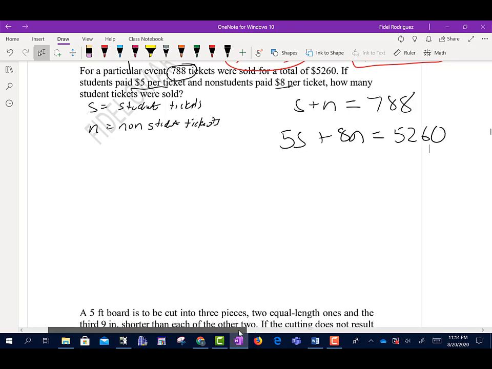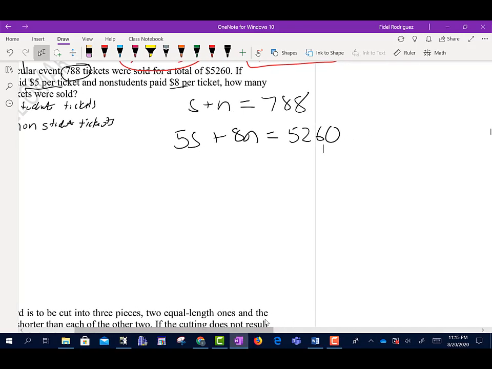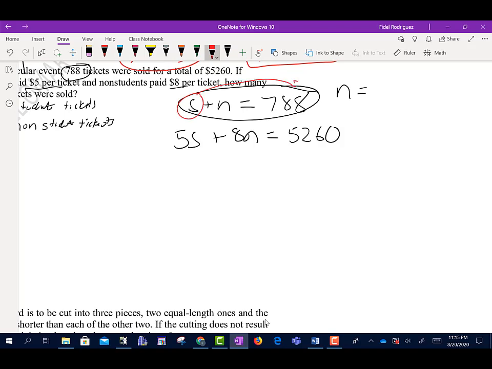So let me move this over a little bit. What I'm going to do now, guys, this is a system of equations. Again, you probably saw this in college algebra, but I'm going to show you how we're going to do this. Let's solve this equation for the letter N. Let's bring this S to that side. When we do that, that S changes signs. It becomes a negative S.